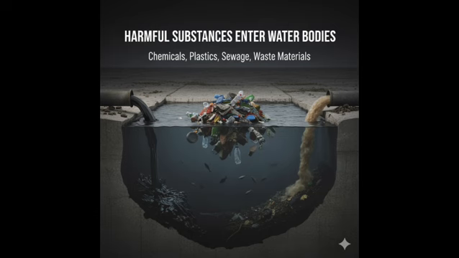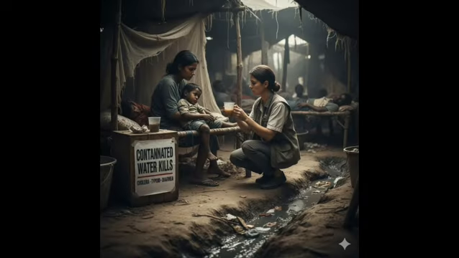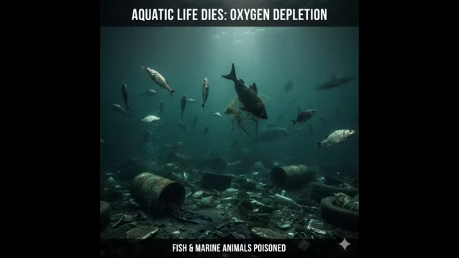Water pollution affects every form of life on Earth. Contaminated water causes diseases like cholera, typhoid, and diarrhea in humans. In aquatic life, pollution leads to oxygen depletion, causing fish and other marine animals to die. Even plants are affected. Polluted water slows their growth and changes soil quality.